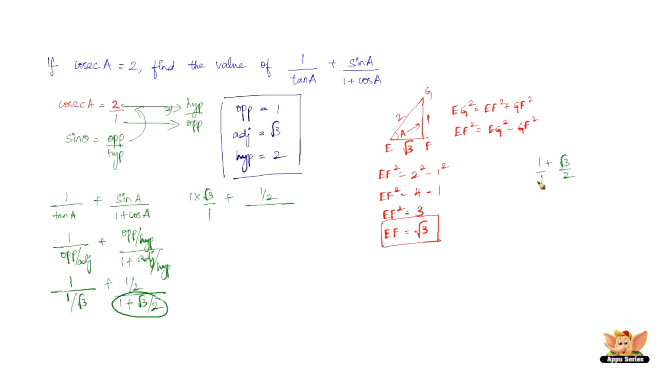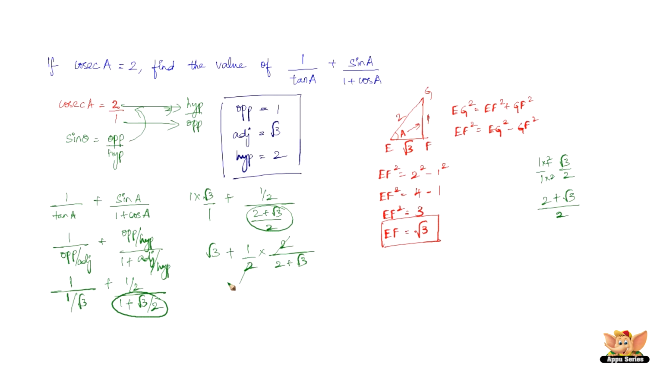So let's write this as 1 by 1. So the LCM of 2 and 1 will definitely be 2. So 1 times 2, so 2 plus root 3 divided by 2. Right? The LCM is 2. So it is 2 plus root 3 divided by 2. So here on simplification we just have root 3 plus this is 1 by 2 multiplied by the reciprocal of this fraction, which is 1 by 2 into 2 divided by 2 plus root 3.